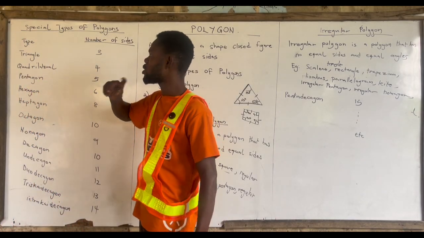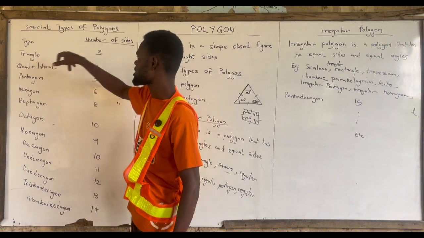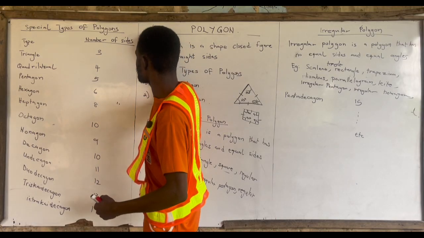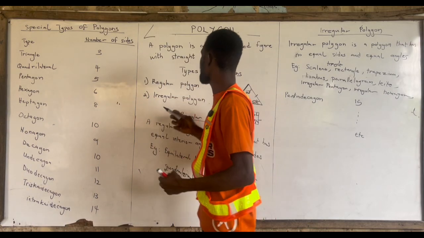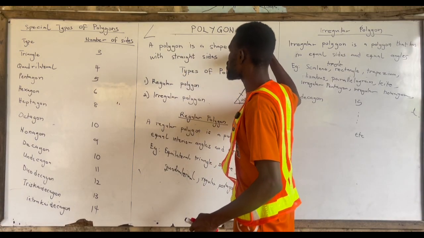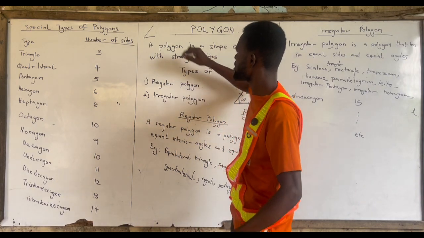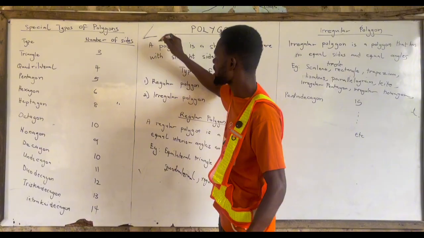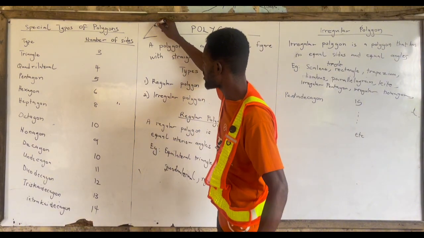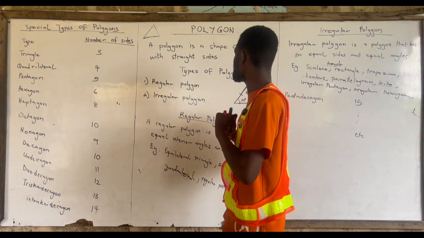So the first polygon is the triangle. It has 3 sides. Yes, because if I have 2 sides, 2 sides can never form a closed shape. There's no way you can get a closed or plane shape. So the first polygon is the triangle, because when I add another line, I'm going to get a closed shape.